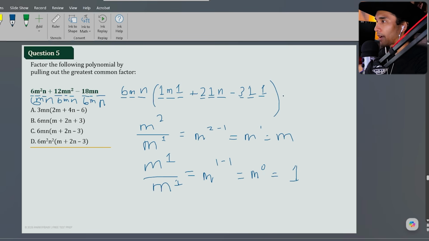Now let's just simplify this, because all this means in parentheses is 1 times m times 1, which gives us m, and 2 times 1 times n gives us 2n, and then 3 times 1 times 1 gives us just 3. So our simplified polynomial expression now is 6mn, because we took this out, and then multiplied by m plus 2n minus 3. And that is answer choice C, right?